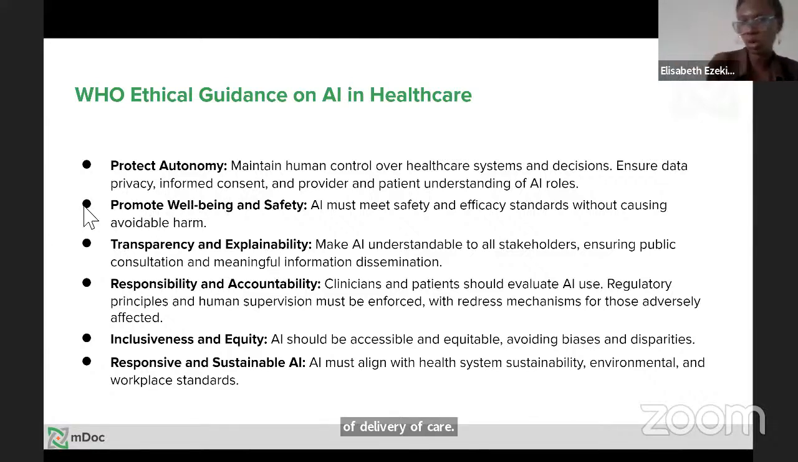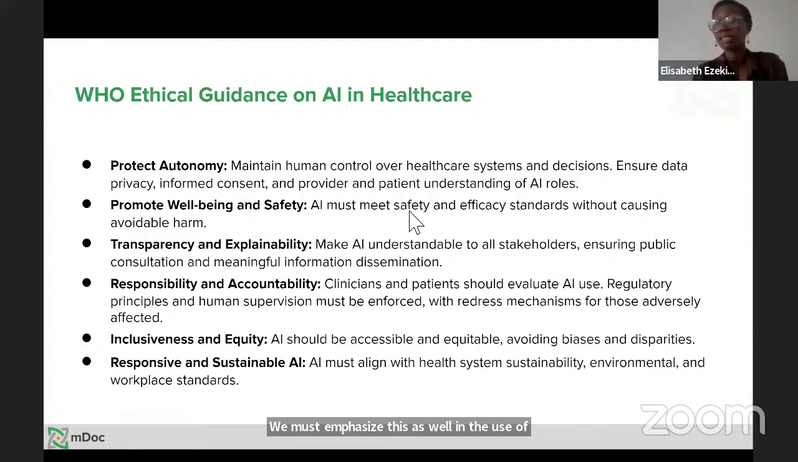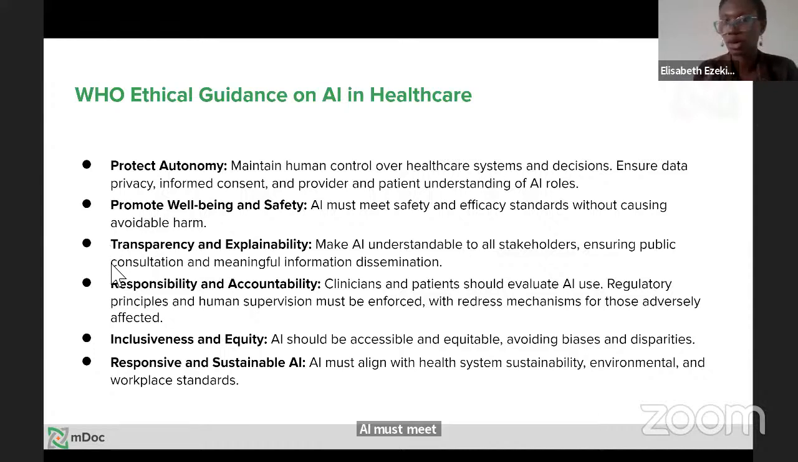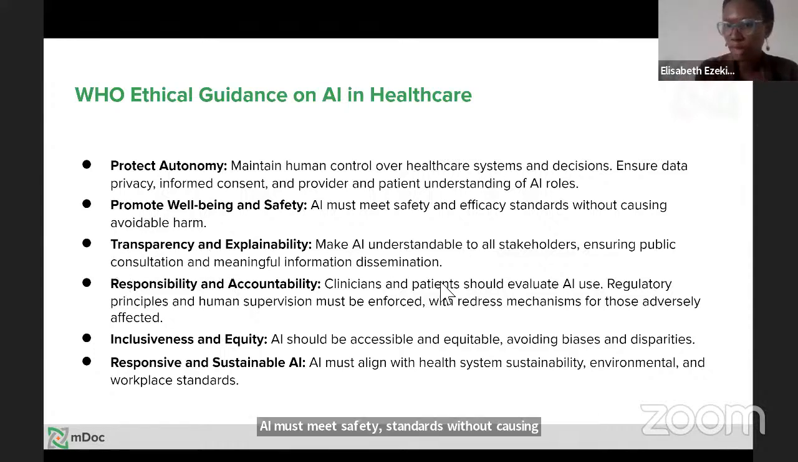Secondly, we must promote well-being and safety of patients. AI must meet safety standards without causing avoidable harm. There have been experiences or examples of how the use of AI, the responses that it generated, could have caused harm for patients. So this is something that we must exercise human governance and human oversight over.